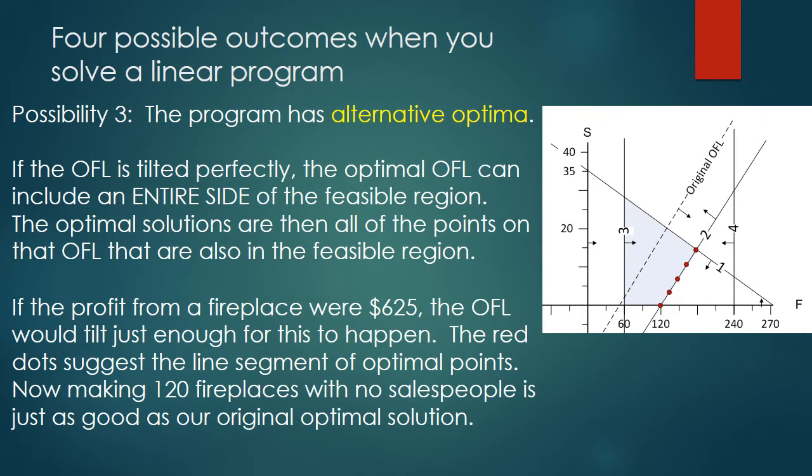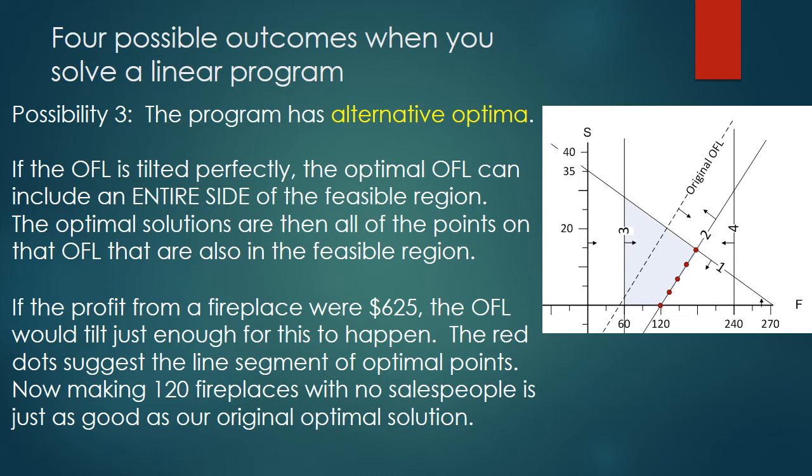Another possibility is basically more than one optimal solution. This happens in a very specialized situation where the original OFL, when it passes out of the feasible region, does not leave by way of a single point, but instead leaves by way of an entire line segment. Here you can see if the original OFL is moved down and to the right according to its arrow, the last thing it will touch in the feasible region is all of the points marked in red, and in fact all of the points between them as well. Any one of those points is an optimal solution. So that would happen in this problem if the profit on fireplaces were $625. It would tilt it just enough to make this happen. If the line's a little bit more tilted or a little less tilted, this problem would have a unique optimal solution.